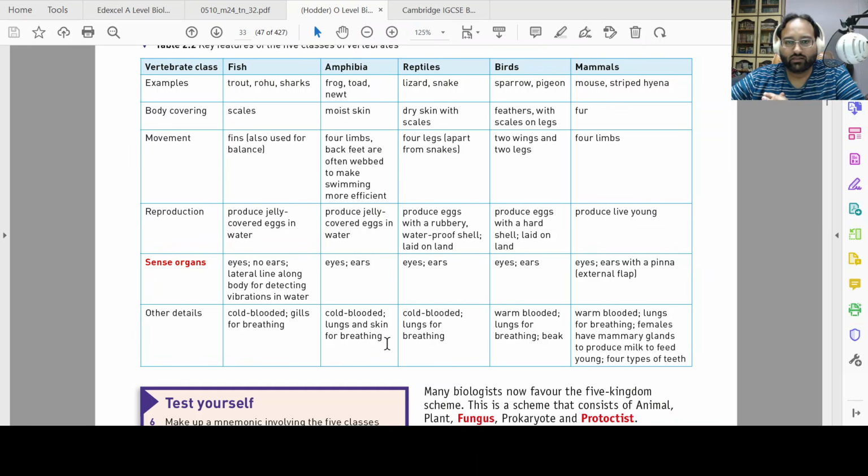Then you've got the reptiles, which include lizards and snakes. They have dry skin with scales, right? Except for the snakes, lizards tend to have 4 legs, right? Snakes don't have legs. They produce eggs with a rubbery, waterproof shell that they lay on land.